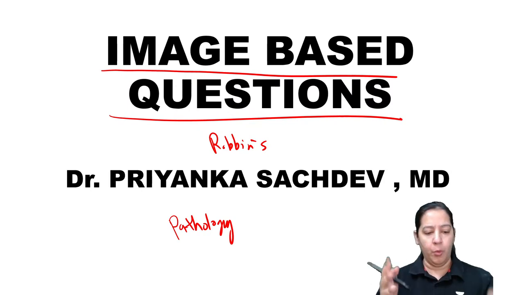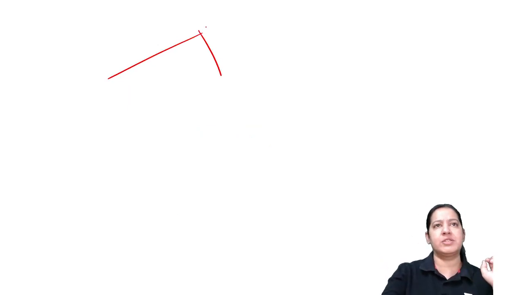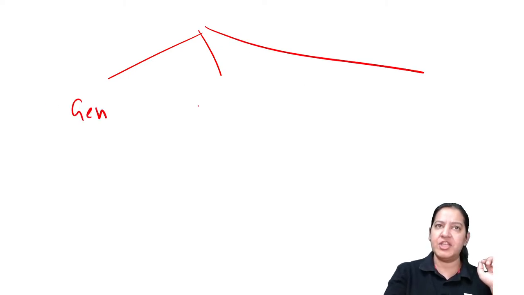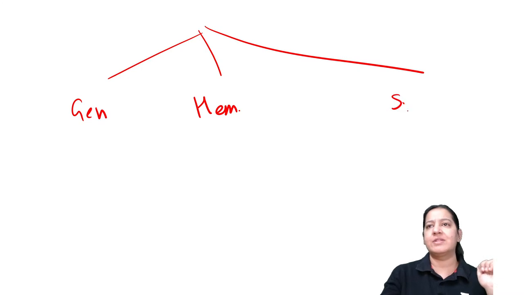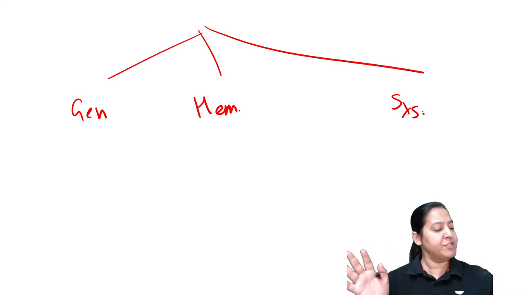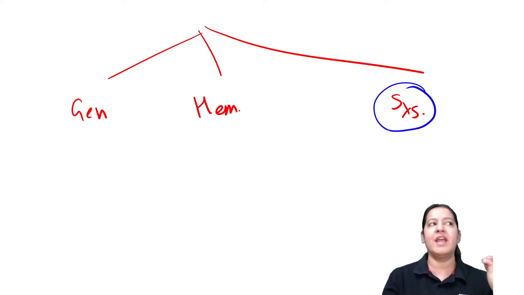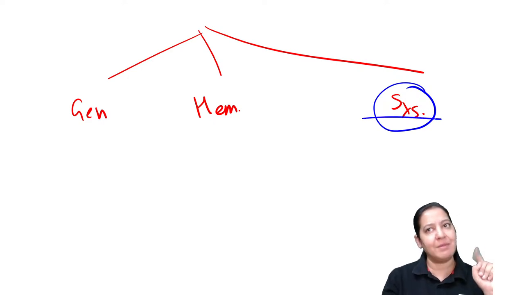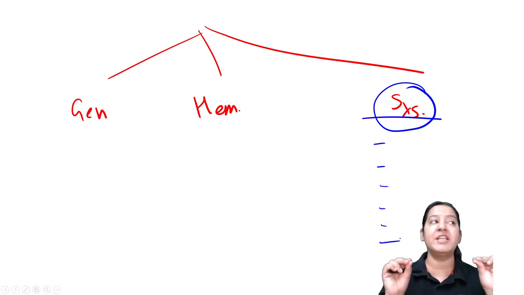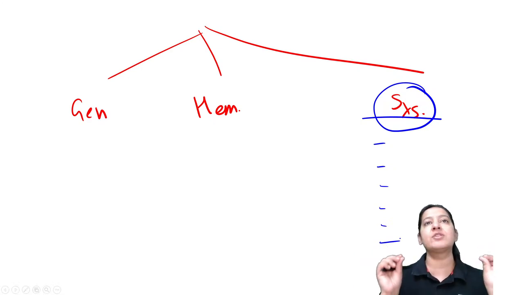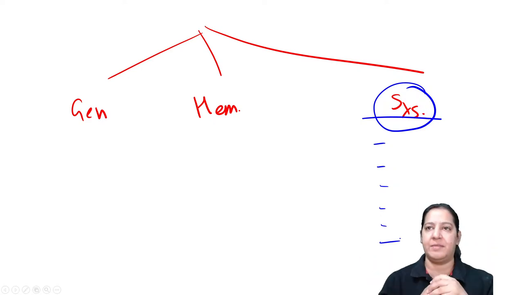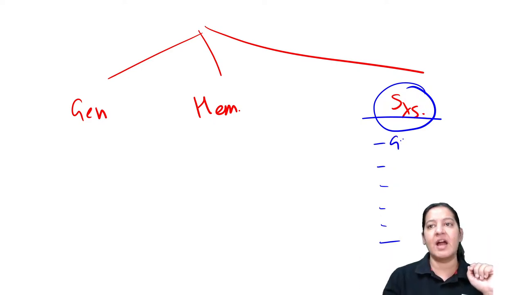So we all know that in pathology, we have three portions to study. We have to study general pathology, hematology, and systemic pathology. Image-based questions are created from all of them. Systemic pathology is the most difficult area most students find, so I am starting right now with systemic pathology. I will take multiple systems one by one and discuss the important image-based questions. I will take an image and discuss all the important questions that can be created based on that image from systemic pathology. Today we will start with GIT.